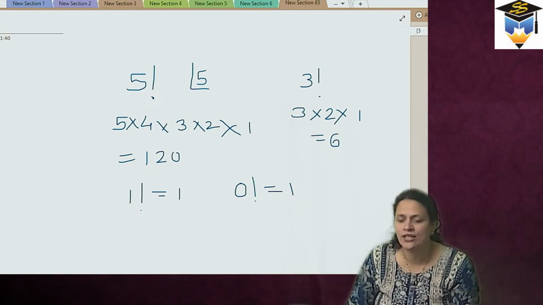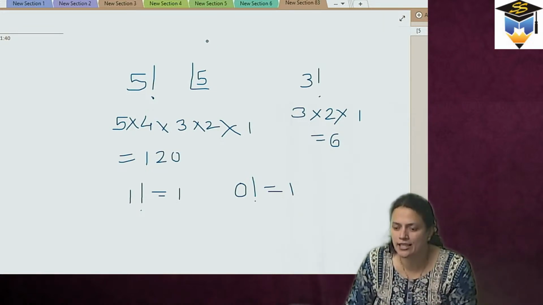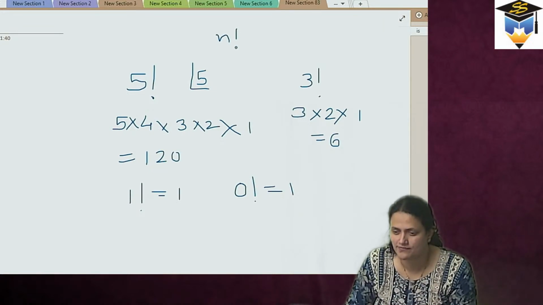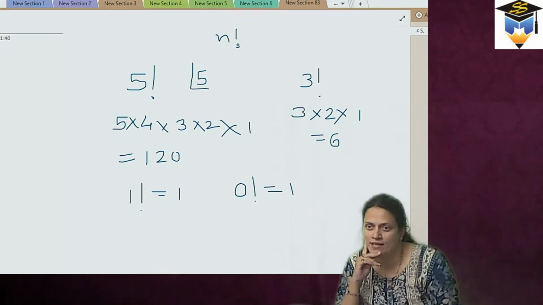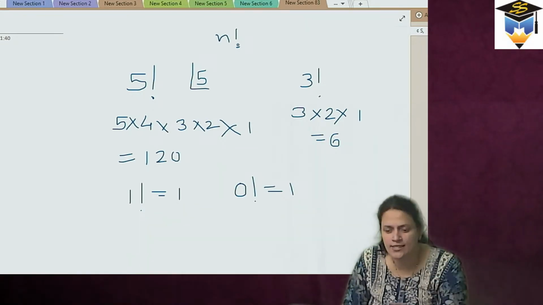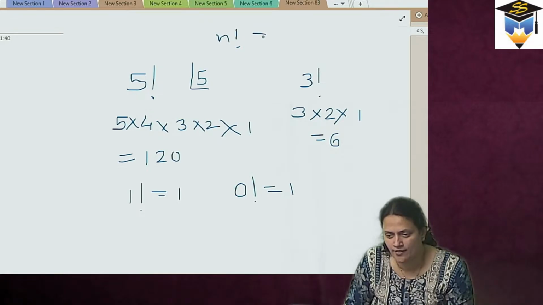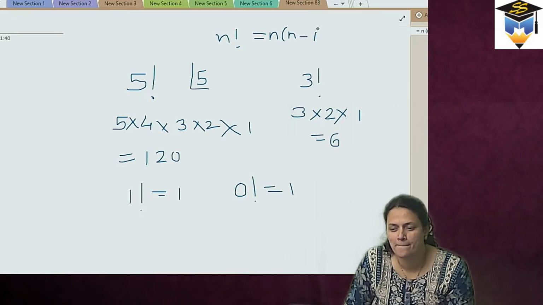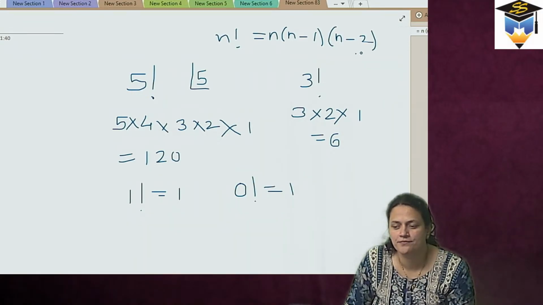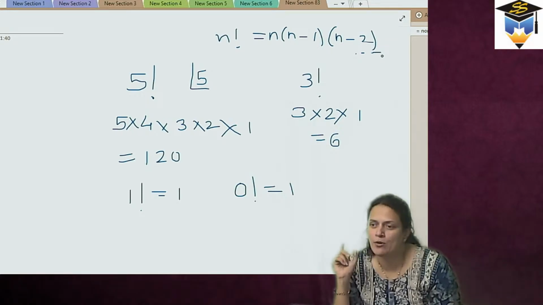Now if I tell you in this form, suppose I tell you n factorial. So how will you write n factorial in this form? N into n minus 1 into n minus 2 and so on. समझ में आया? What is a factorial?